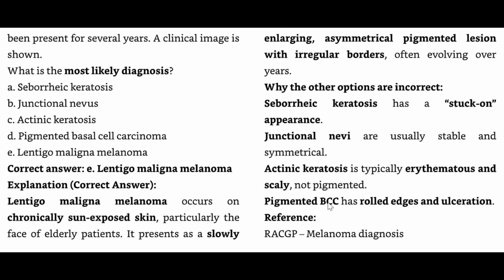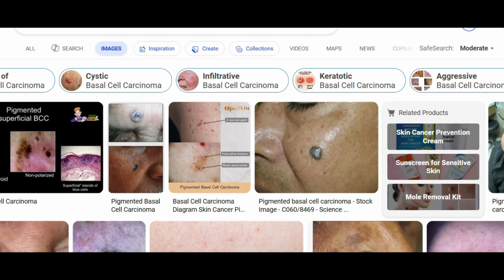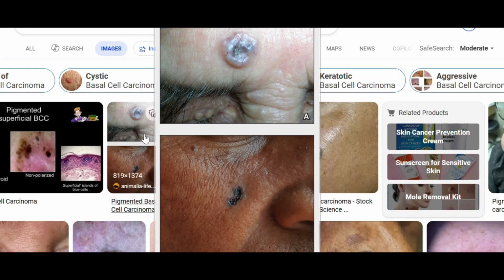Then the last one is pigmented basal cell carcinoma, which has rolled edges and ulceration. This is a pigmented basal cell carcinoma. It's pigmented with rolled edges. Can you see the rolled edges and the ulceration in the next image? The first image shows the pigmentation and the rolled edges. The second image, or the image below, shows the pigmentation and the ulceration.